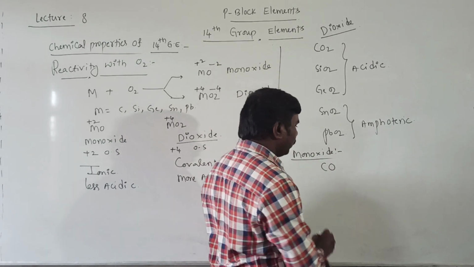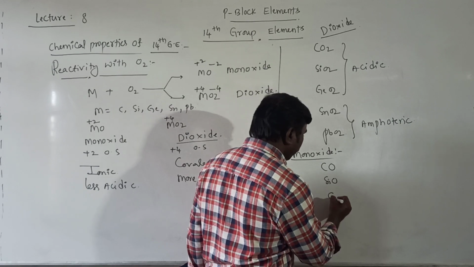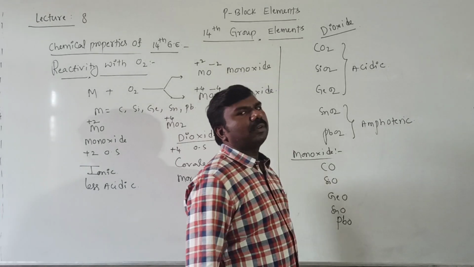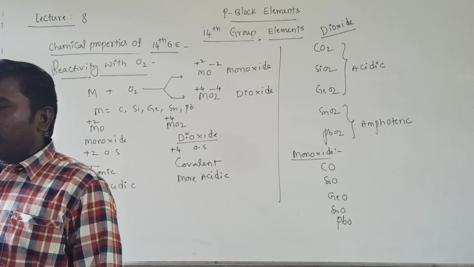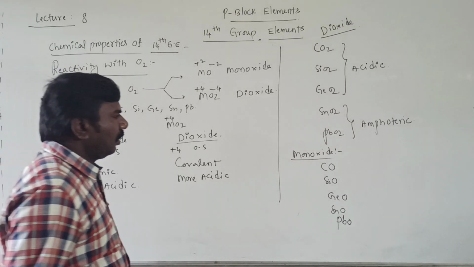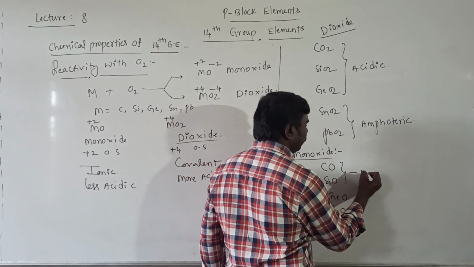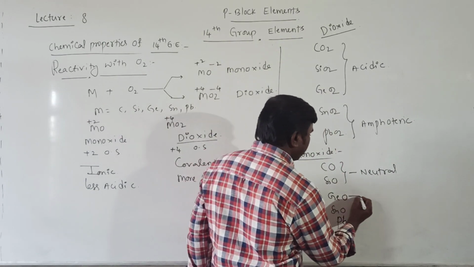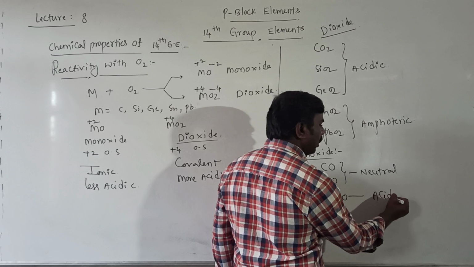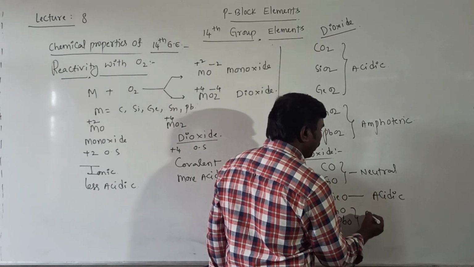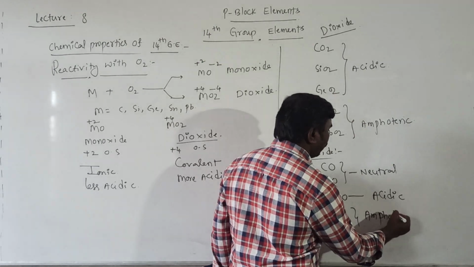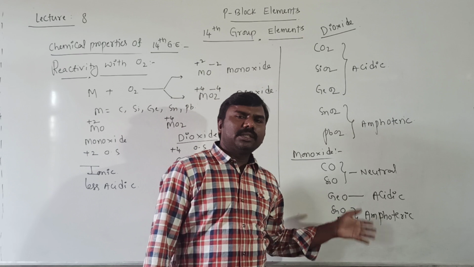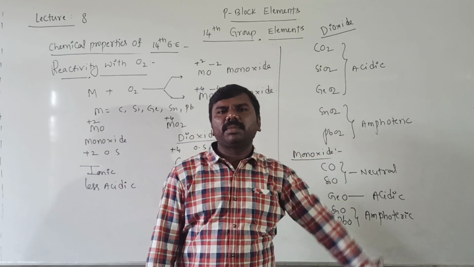CO, carbon monoxide, silicon monoxide, germanium monoxide, tin monoxide, lead monoxide in plus 2 oxidation state. Here, the first 2 are neutral. Neutral oxides, very important, remember. And the next is an acidic oxide, and the last 2 are amphoteric oxides. So remember monoxides and dioxides and their acidic and basic nature.